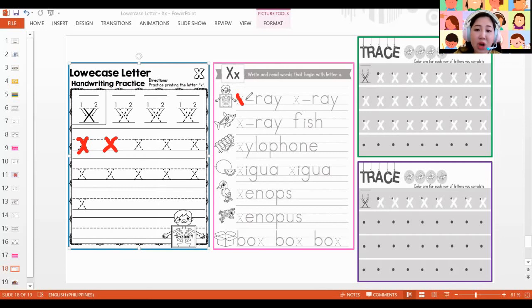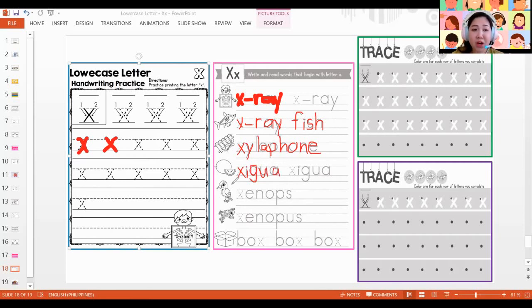We have X for X-ray. Teacher Sarah's marker is a little bit thick. We have X is for X-ray fish. We have xylophone. Oopsies. We have this fruit, the zigwa. This one is zigwa. This is a different kind of fruit from the shang. This is a zigwa.